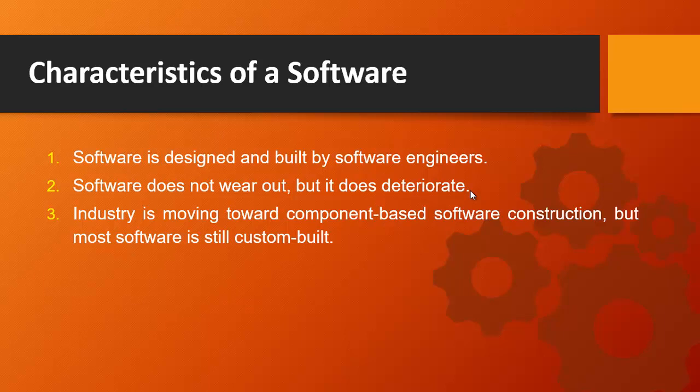The third characteristic of a software is industry is moving toward component-based software construction, but most software is still custom built. Even though software development evolves, industries still prefer a custom built software because it will be tailor fit to their needs.